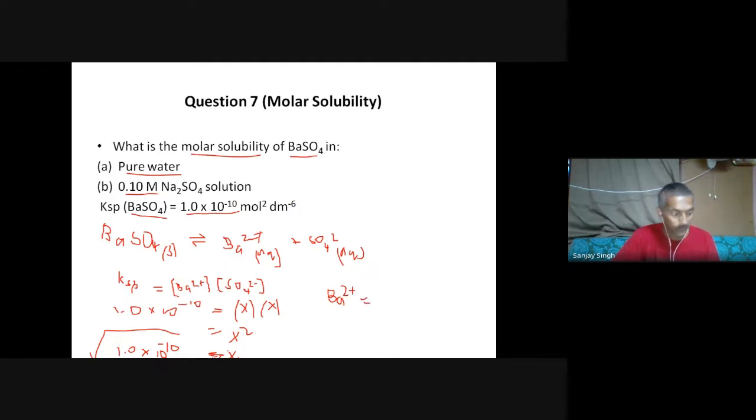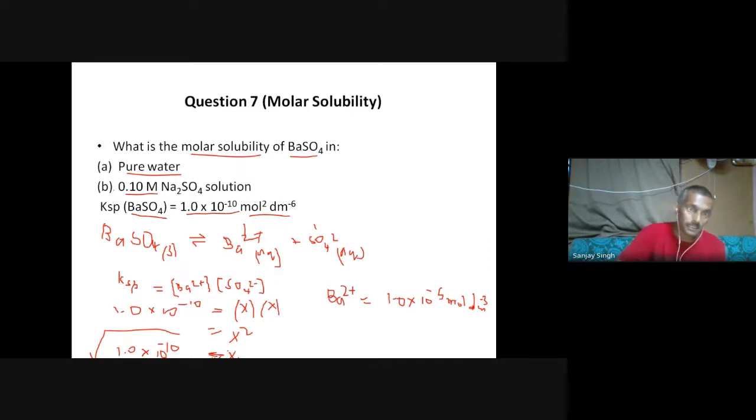And the value is actually 1.0 times 10 to the power of minus 5. Look at the unit: you're taking the square root of this unit, so it becomes mole per decimeter cubed to the power of minus 3. So 2 becomes 1 and minus 6 becomes minus 3. That's the concentration for the Ba2+, and it will be the same as the concentration for the SO4 2-. The ratio is 1:1. So this solves the first question on finding the concentration of the ions.